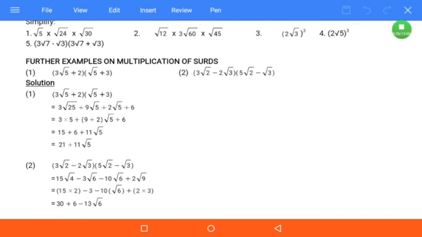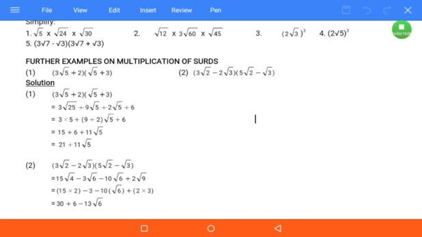One more example. If you have a complex surdic form like 3 root 5 plus 2 into root 5 plus 3, how do you manage to multiply that? Don't forget, multiply whole number by whole number and surds by surds. So if you do this, what will you do? You will say 3 root 5 times root 5. Just say 3 times 1. You know, root 5 is 1 root 5. 3 times 1, 3. Root 5 times root 5 will give us what? Root 25, and that's 5. So you have 3 times 5, that will give us 15.